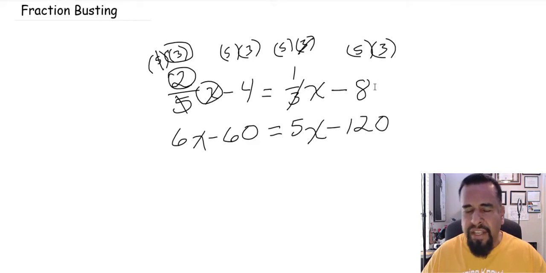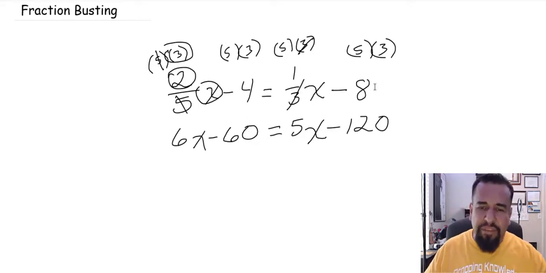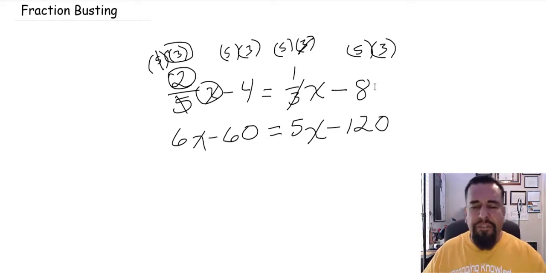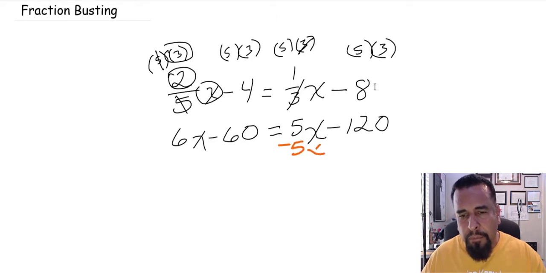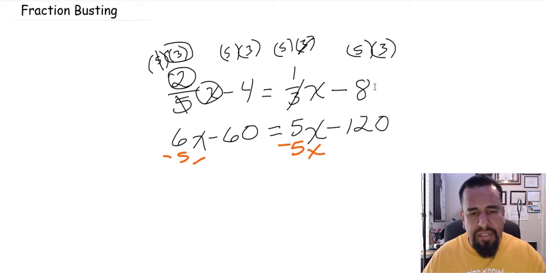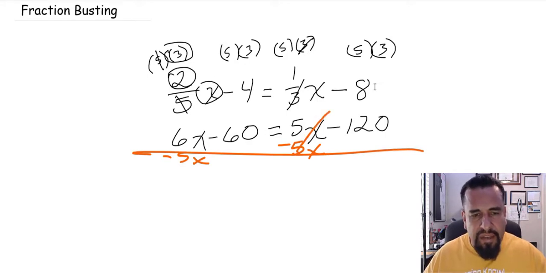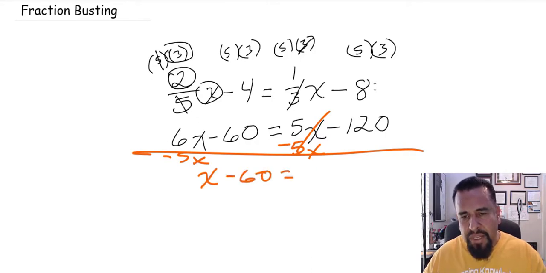Hope that made sense. And if it doesn't, just grab a calculator. No big deal. All right? Because the point of this is to get rid of the fractions. And as you notice, I got rid of the fractions. All I have left is whole numbers. And so now all I have to do is combine like terms. Let's use a different color. I feel colorful today. So minus 5x, minus 5x. That'll be my first step here. So that cancels out. This is 6 minus 5, which gives me 1x minus 60 equals negative 120.